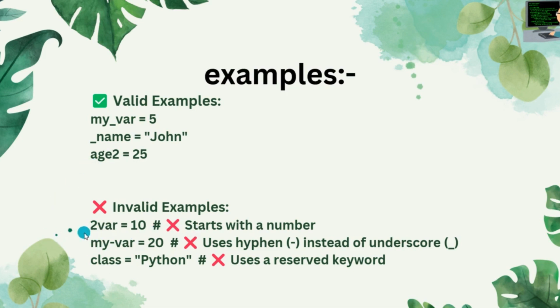Invalid examples: 2name. It starts with a number, wrong. The one with a dash is wrong, because you can't have a dash. Class is a predefined reserved keyword in Python.